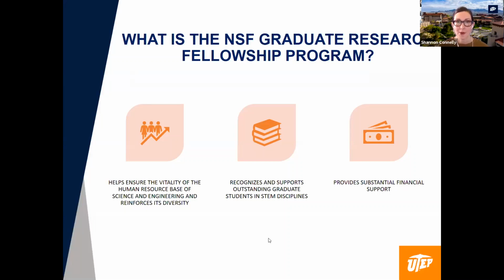So NSF GRFP is one of the graduate research funding programs of the National Science Foundation, and its mission is to, as you see here, ensure the vitality of the human resource base of science and engineering and to reinforce its diversity. It's a very important part of the NSF GRFP mission. They want to recognize and support outstanding graduate students in STEM and related disciplines, and they provide substantial financial support. This is a pretty nice opportunity, and has some flexibility and some wonderful professional development opportunities and future career advancement opportunities built into it.